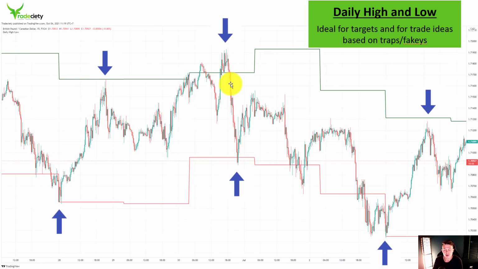Ideally, you can use it also for targets. So if you find yourself in a trending market, always make sure that you check the daily high and low. And sometimes you will see very nice and precise reactions around them. So it really can pay off to have them on your charts.